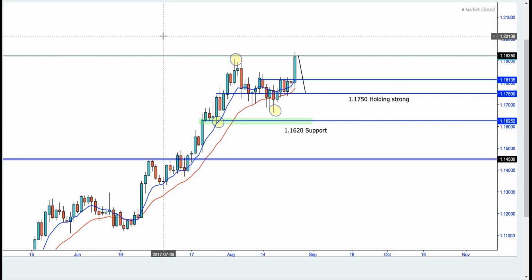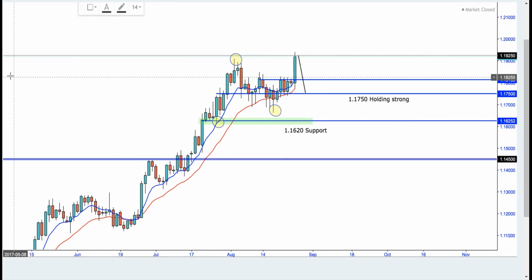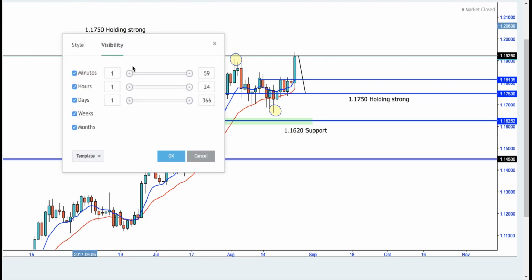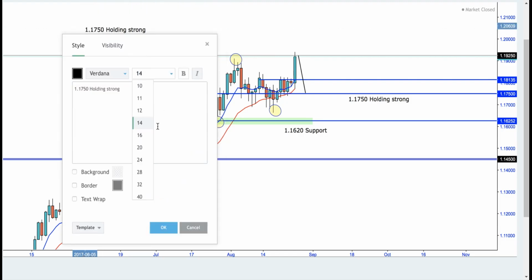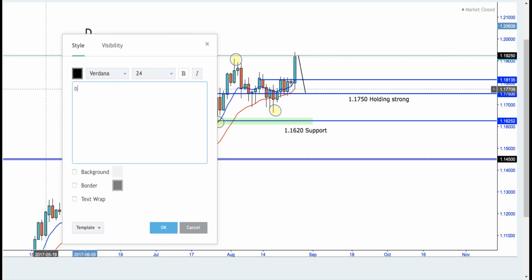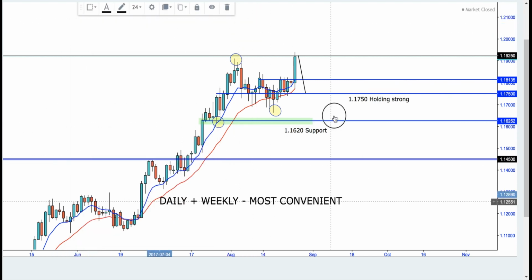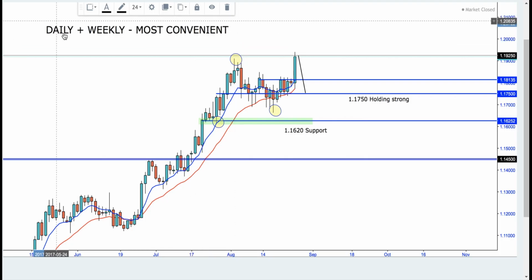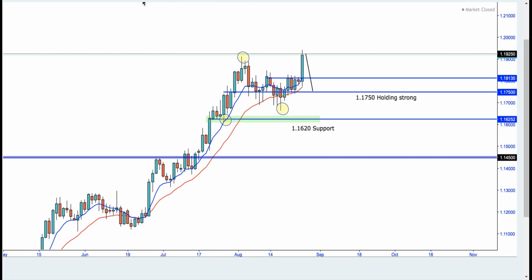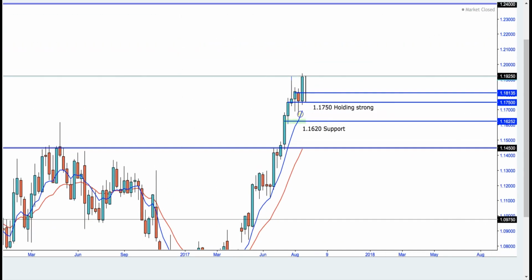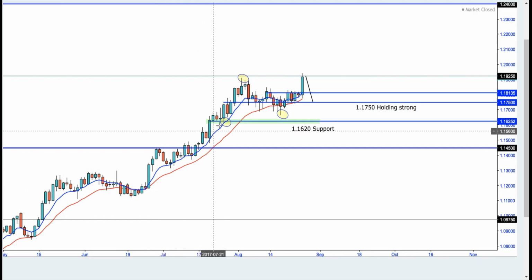Just remember, guys, the daily and the weekly. Let me just pull this box up. Okay, so daily and the weekly, most convenient. Okay, daily and the weekly are the most convenient. If we have a monthly there as well, happy days, that is great. But daily and the weekly, we want in the same direction as we have on the euro. But what we also need to understand is that we need to read the higher highs, higher lows.